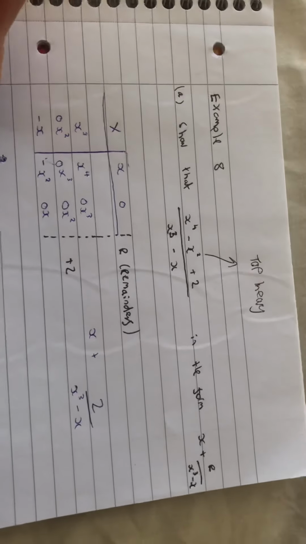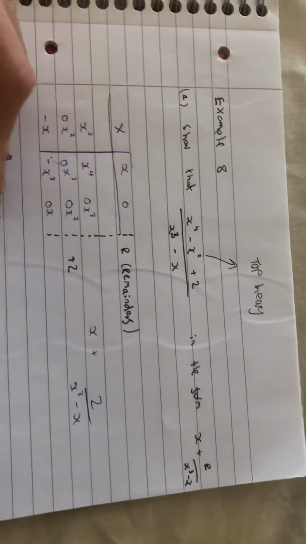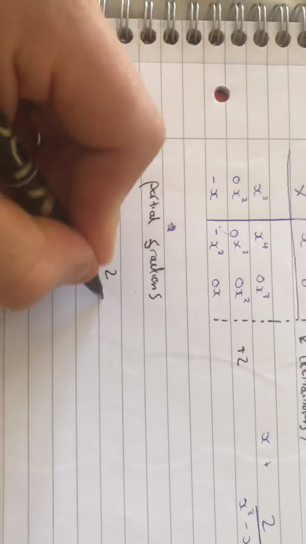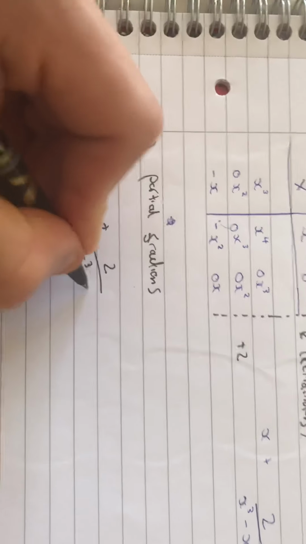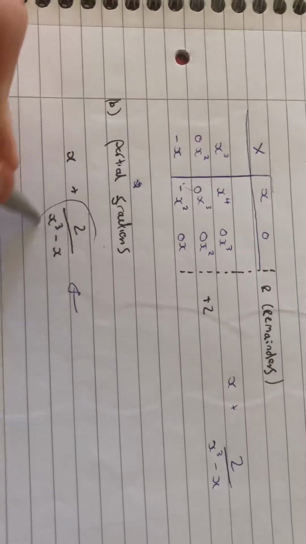Okay, now we've got two things here. So we've got the x and the 2 over x cubed minus x. So this obviously can't be written. So this is where the partial fractions is going to be.